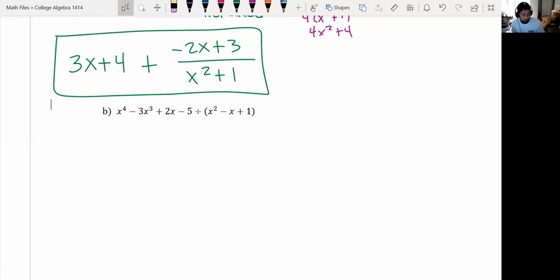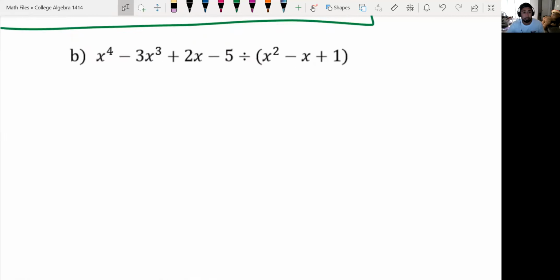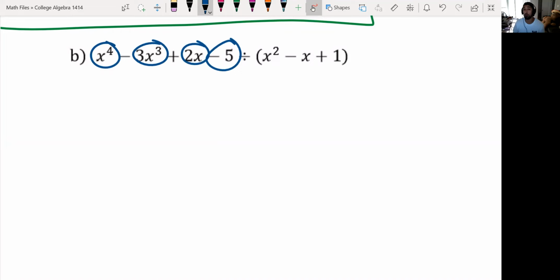Okay, let's do it again. Okay, this time let's look at our dividend. And we have x to the fourth, x cubed, 2x, and negative 5. So we are missing a power. We are missing x squared. So this means we have to account for the missing power.